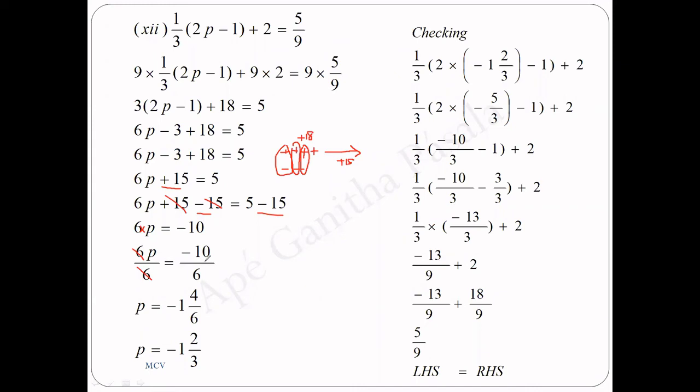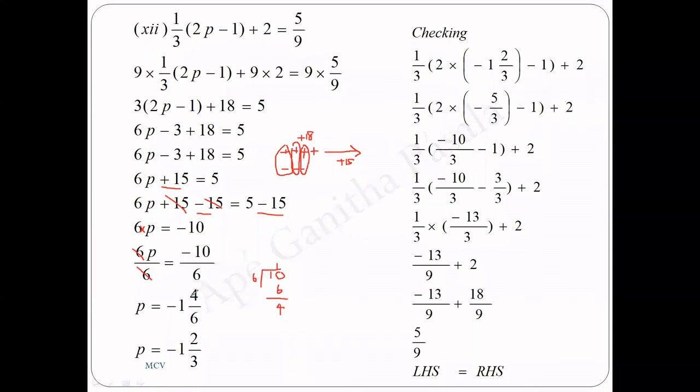Here, 10 over 6. 10 over 6 means convert into a mixed number. 6 into 1, 6. 10 minus 6 is 4. Then 1 is the answer, 4 is the numerator, 6 is the denominator. Minus 1 and 4 over 6.